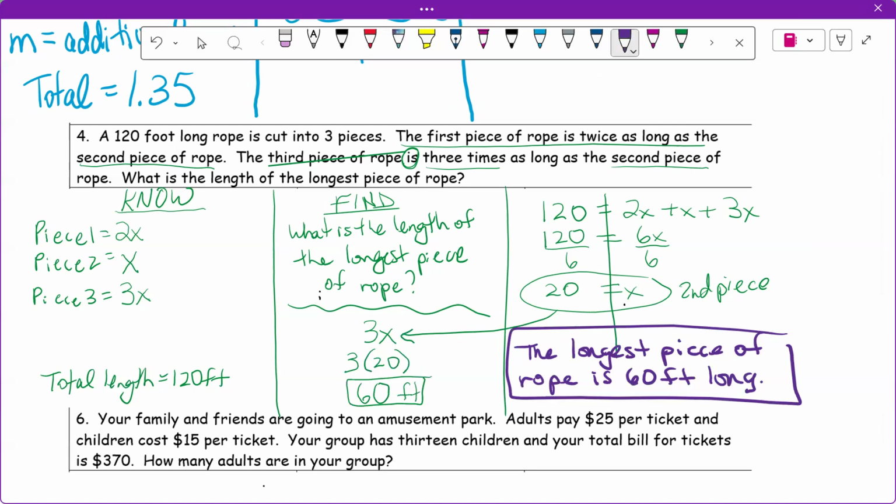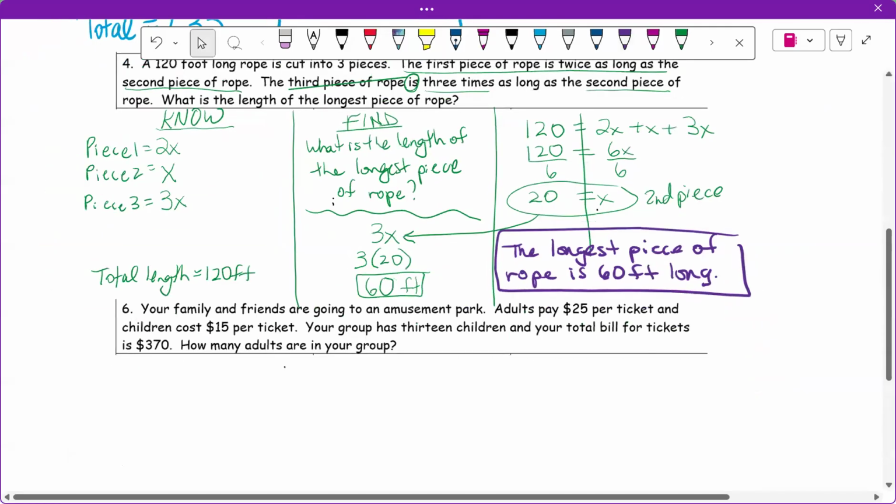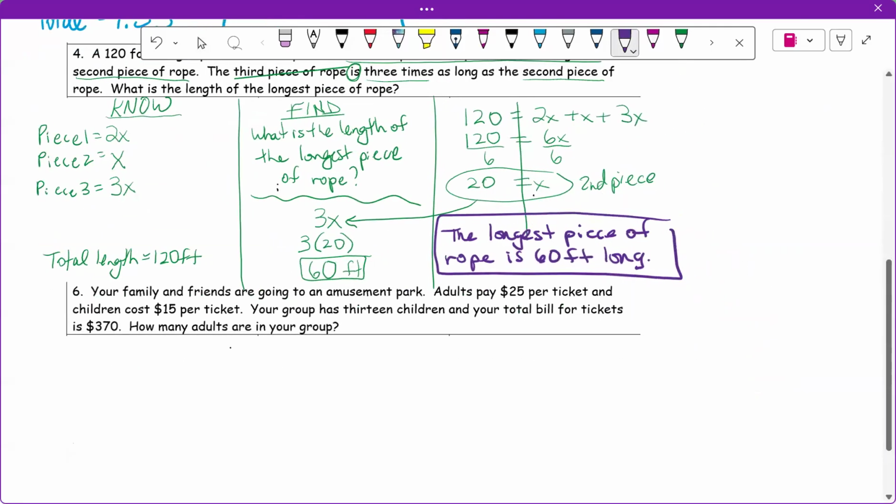All right. This one is for you to try on your own. So set it up with your know, find, and work boxes and see if you can come up with the equation and the solution. Pause the video so you have the problem on your screen to work out.